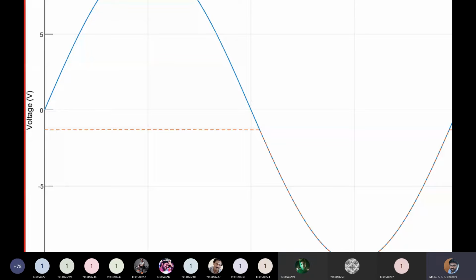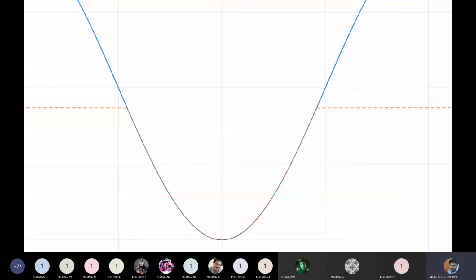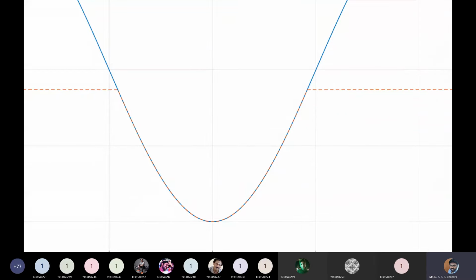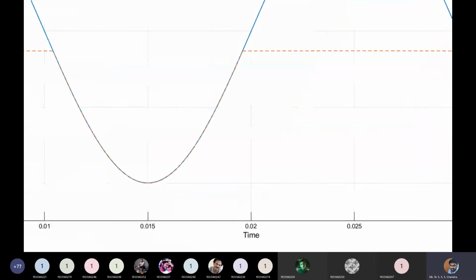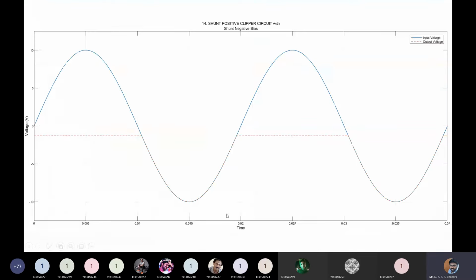Okay, and then for the remaining portion of the waveform, your output is following the input. So here your output and input are overlapping on each other. Okay, so for this portion your diode is off, for this portion your diode is in on condition.